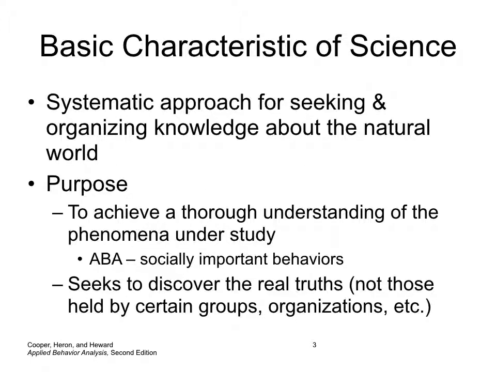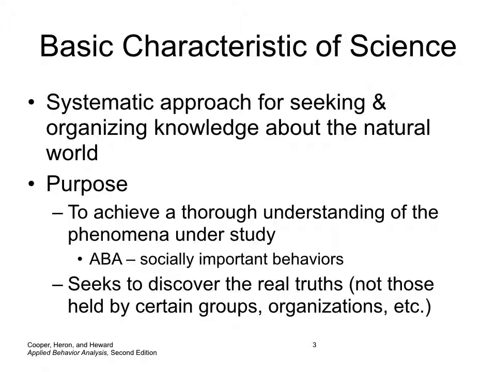Chapter 1 talks about the definition and characteristics of applied behavior analysis. The word science has come to mean many things, but when used properly, it refers to a systematic approach for seeking and organizing knowledge about the natural world around us. Science then has really one overall goal: to achieve a thorough understanding of the phenomena under study.